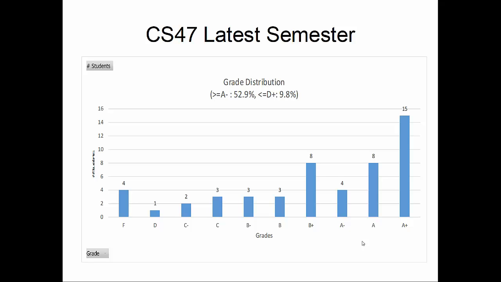Look at the last semester's distribution of the score. 52.9, almost 53% of the students got A minus or better. And if you look at the bar chart, there are 15 students, which is the most compared to the other grades, who got A plus. A is 8, A minus is 4, B plus is 8. See, the other grades are lower compared to the number of people who got an A plus. So if you put your effort rightly into this subject, you should be able to get a good grade.